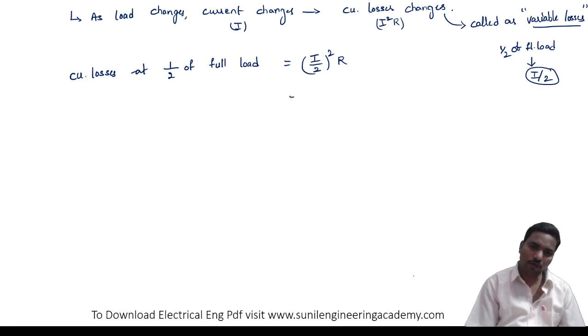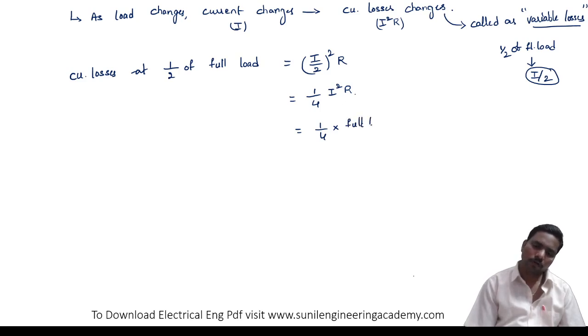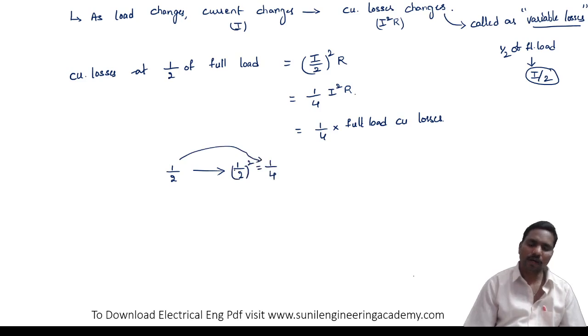So at half of the load, what do you get? 1 by 4 times I square R, where I square R is the full load copper loss. So if the load is half of the full load, the copper losses become (1 by 2) square, which is equal to 1 by 4 times.